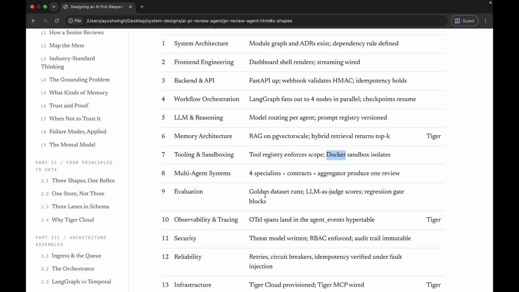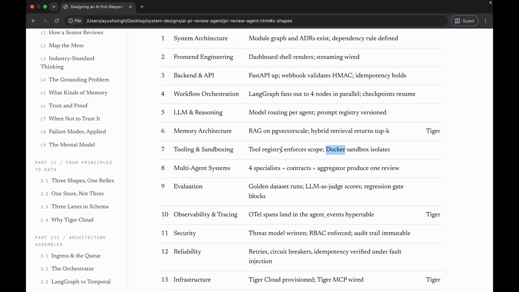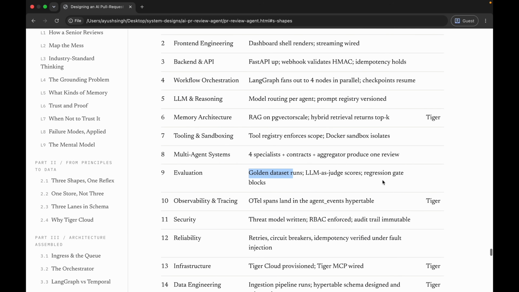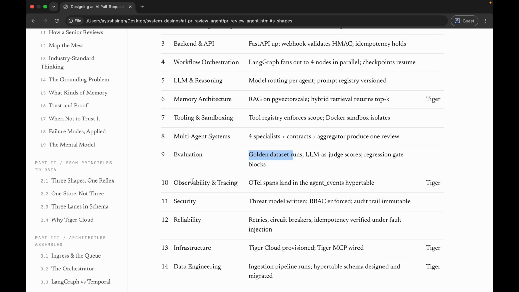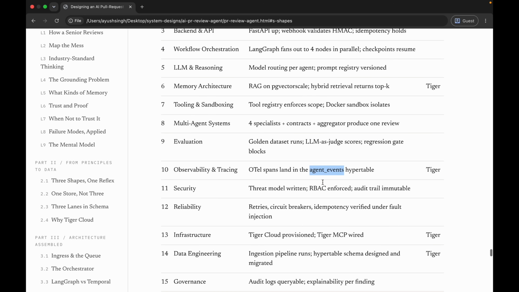Evaluation, let's say that we are pushing new prompts or new models or literally anything. It should be able to at least pass our golden data set, which means that our new system should be at least better than the current system which is already deployed. That's what we mean by golden data set. And regression gate blocks. Observability will be using OpenTelemetry, which will land in the agent's event hypertable, and then we'll be ultimately able to observe and trace everything which is handled.